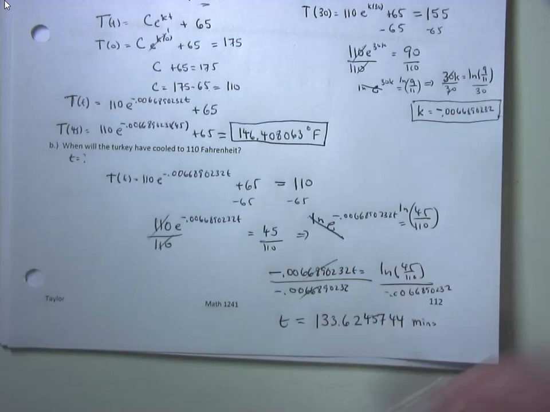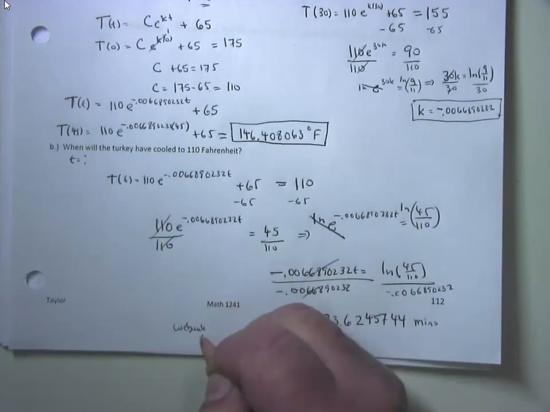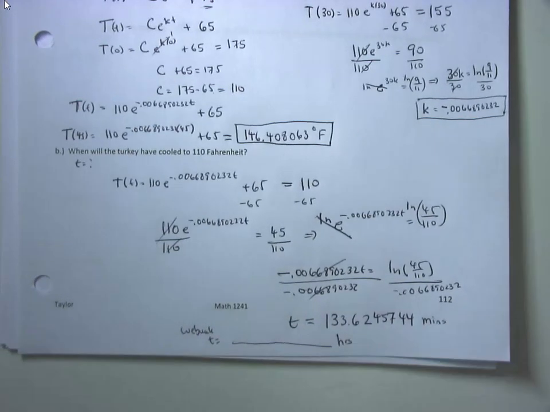Here's my problem. WebWork wants this answer in hours. What are you going to do? Do you have to go back and redo the entire problem to put the time in terms of hours? No. All you got to do is convert this number. How do I convert 133.62 whatever minutes into hours? What am I going to do? Divide by 60, because there's 60 minutes in an hour.